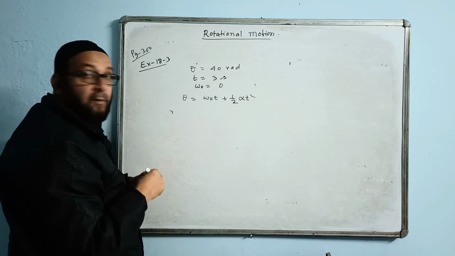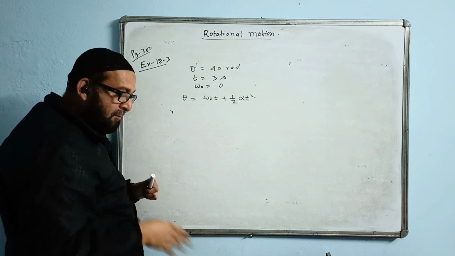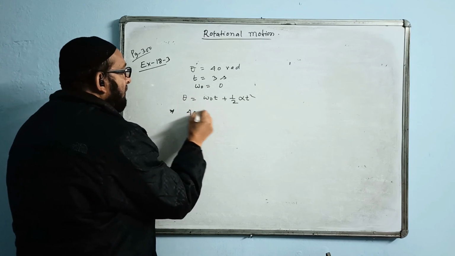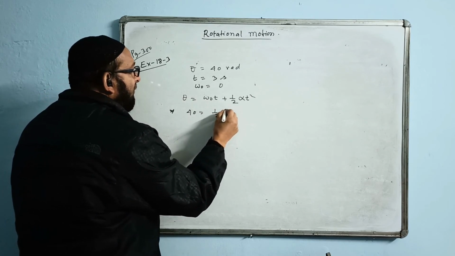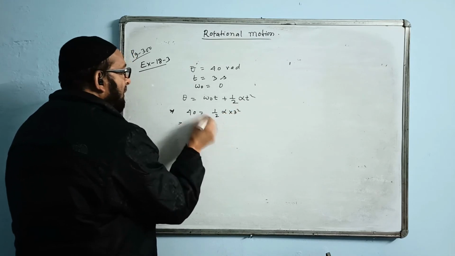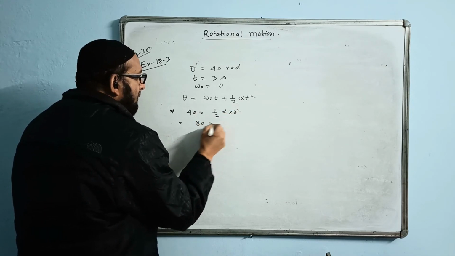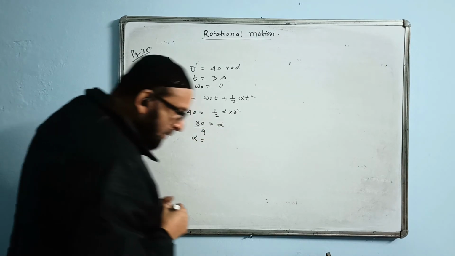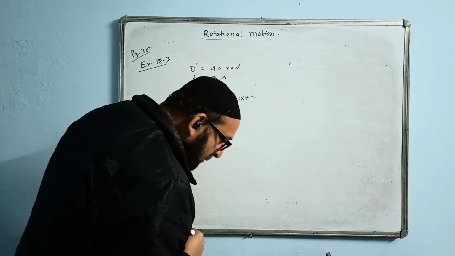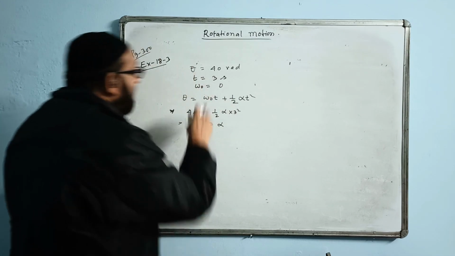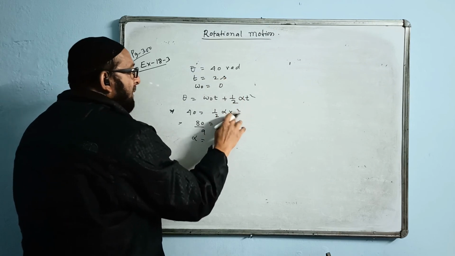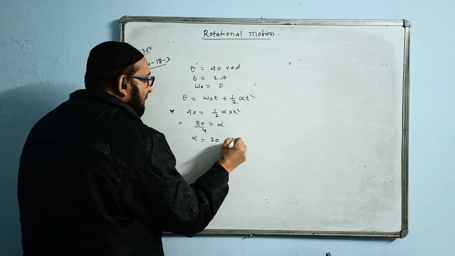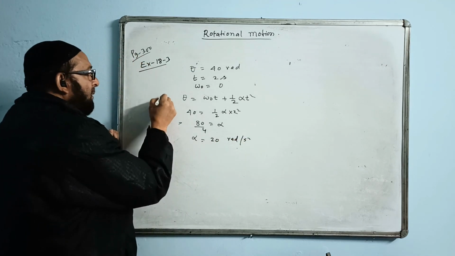Time 10 is given, that is the second part. Theta value is given 40. This is 0. You can leave this part. Half alpha we have to find. Time is given 3 squared. So 80 by 9 is the value of alpha. Sorry, time is given 2 seconds. Here we will have 2 squared. Then alpha value is coming 20 radian per second square. That is the first part.